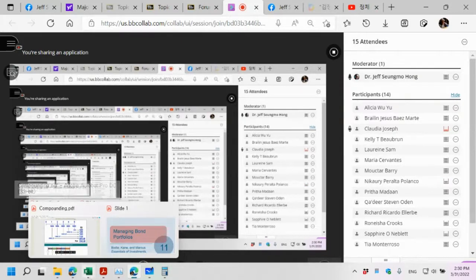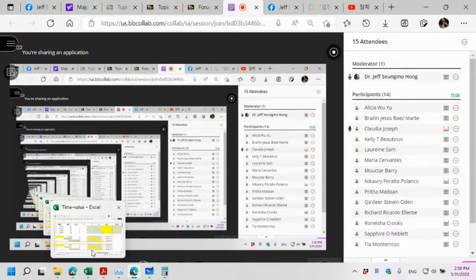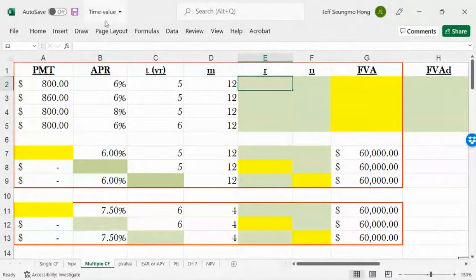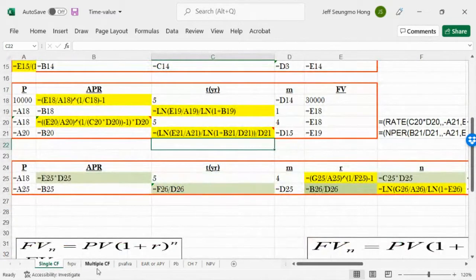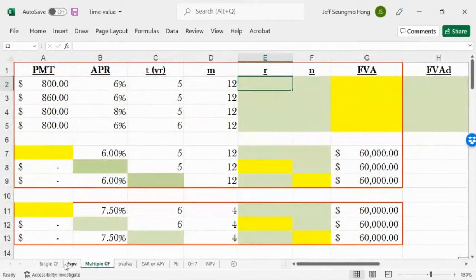What? What's the name of the file? Is it the Time value? Oh, that's what I asked. Okay, got it. But look at the bottom tab. Previously we did single cash flow model, right? But we are in multiple cash flow models now, so you've got to select the right bottom tab, right?